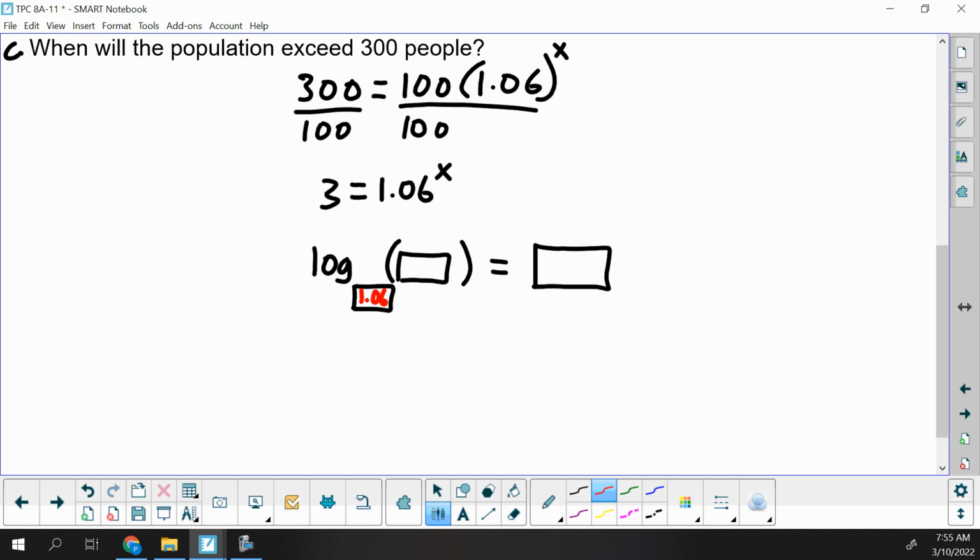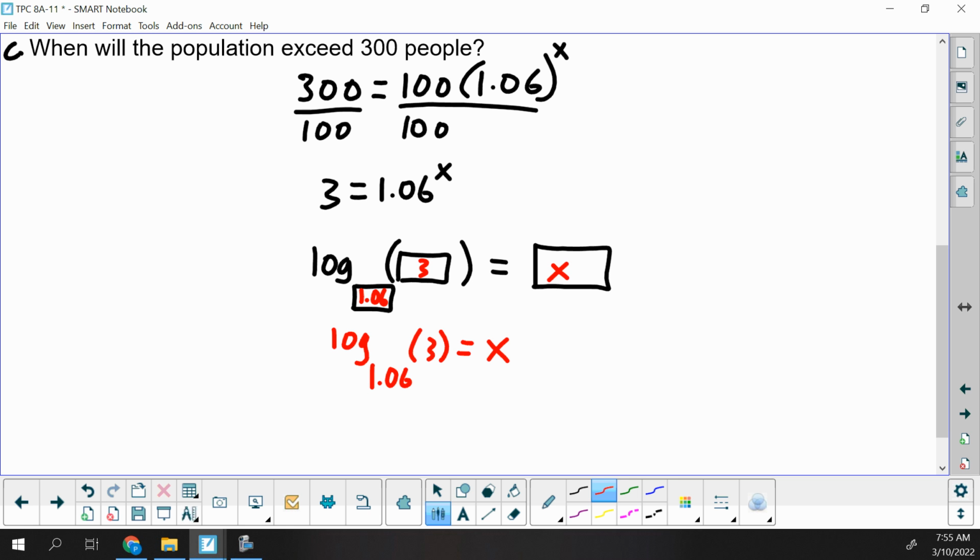Then the log needs to switch what it's with, or the base needs to switch what it's with. So the 1.06 is currently with the x, now it's going to be with the 3, and then the x goes by itself. So we're going to be putting in the calculator log base 1.06 of 3 equals x.